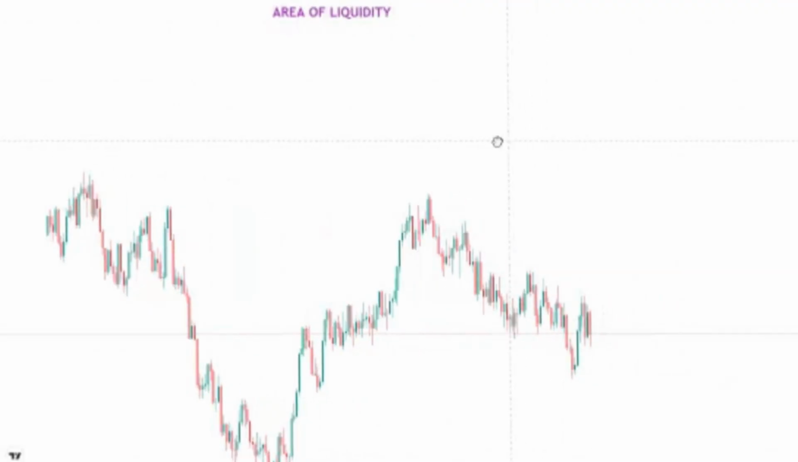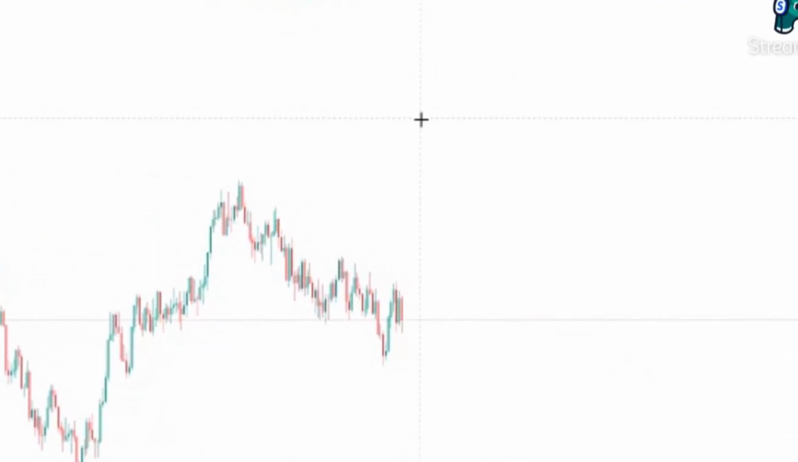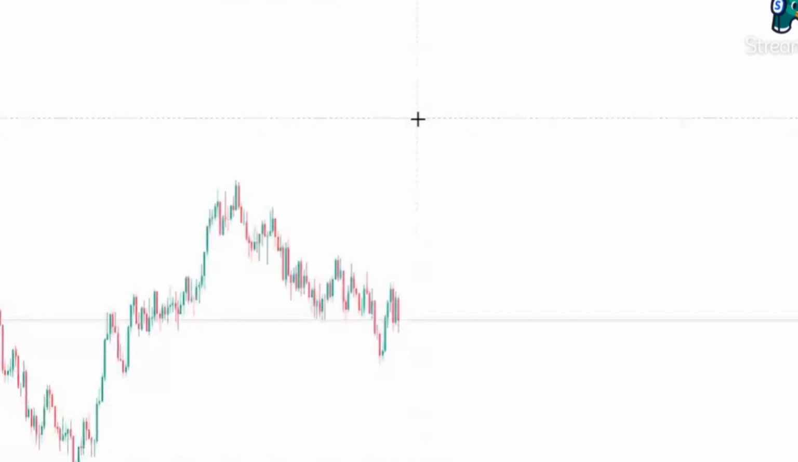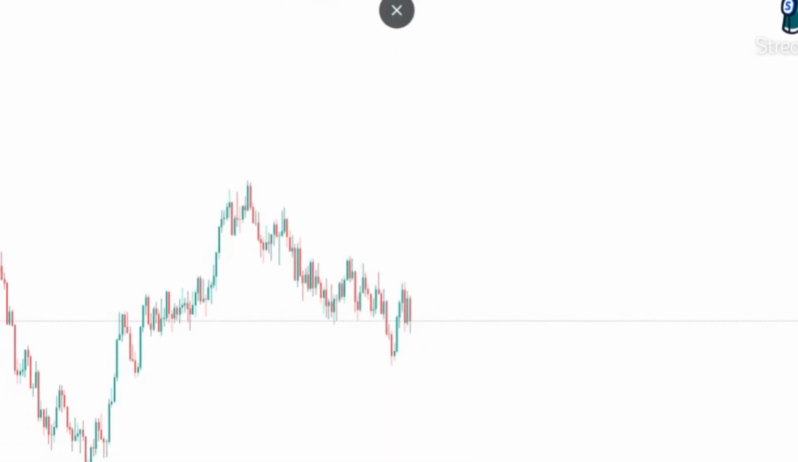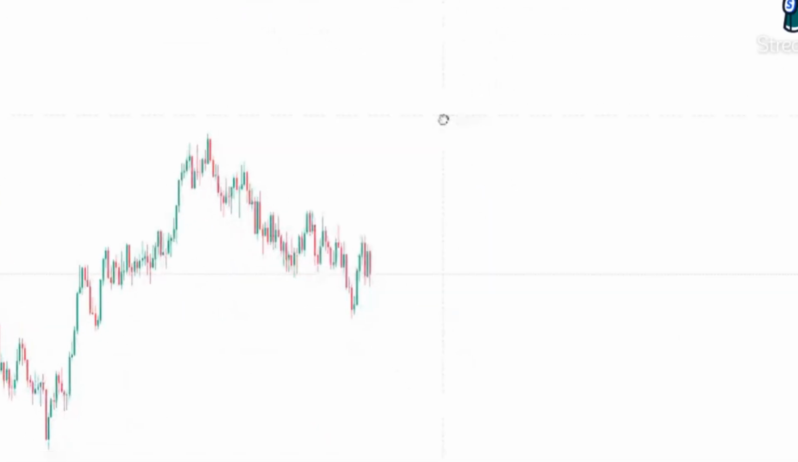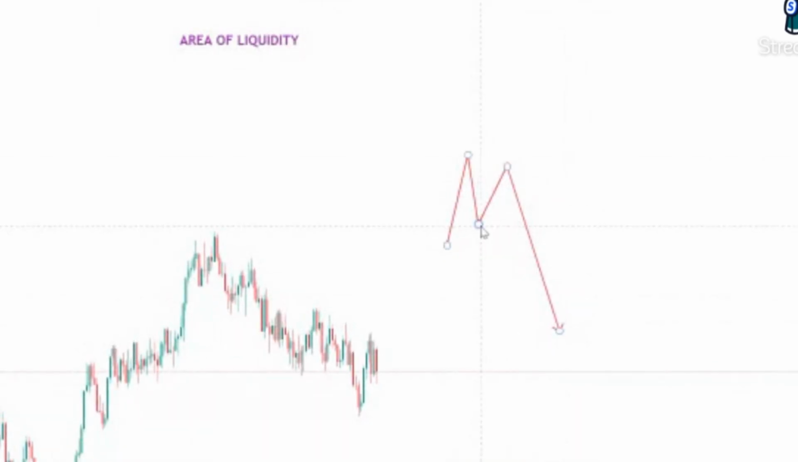So what's area of liquidity? An area of liquidity is like an area or a point or a region where you want to take your trades from, right? For example, if a market should give you a clear structure to the down, a clear break of structure to the down, right? This is your break of structure.